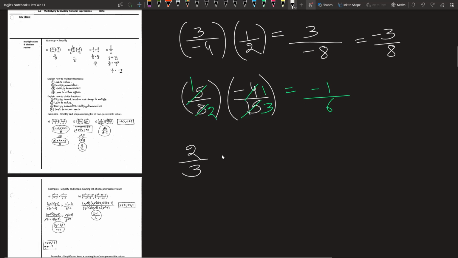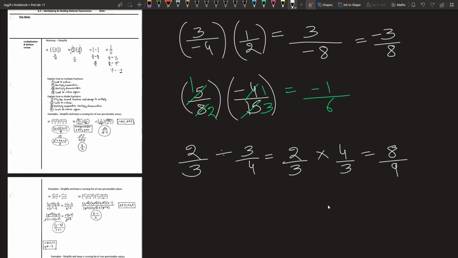Now, if they ever give you 2 over 3 divided by 3 over 4, you should say it's going to be 2 over 3, and now you change the division to multiplication. When you do that, you just flip the second term, so it becomes 4 over 3. Now you multiply the top, 4 times 2 gives you 8, and the bottom, 3 times 3 gives you 9. Answer is 8 over 9.